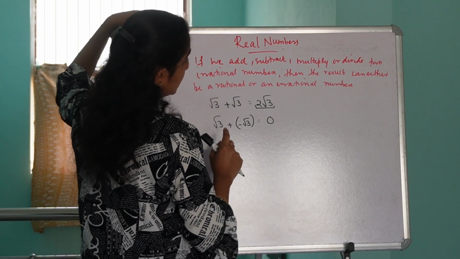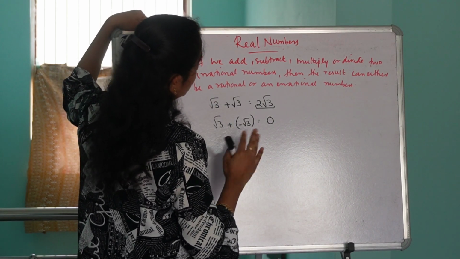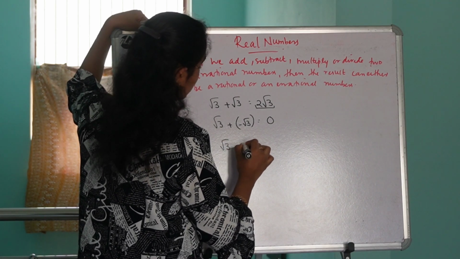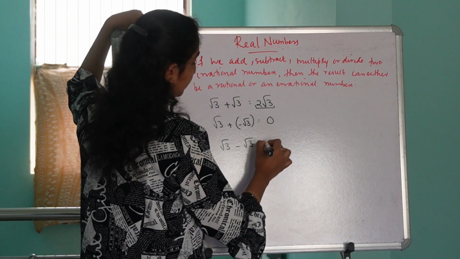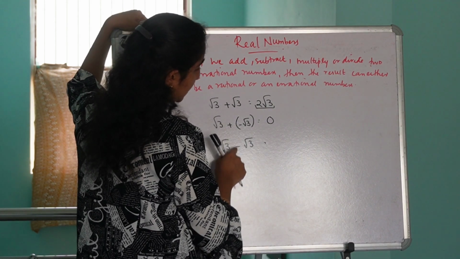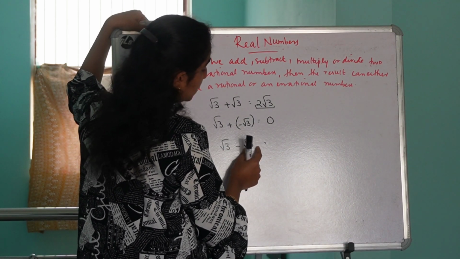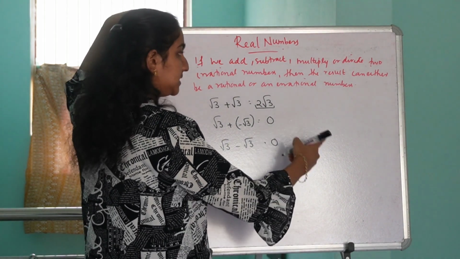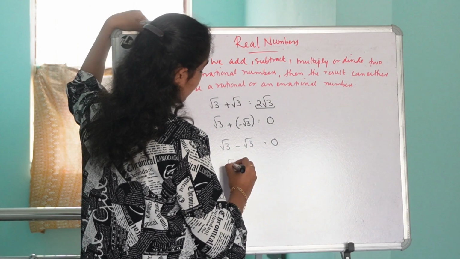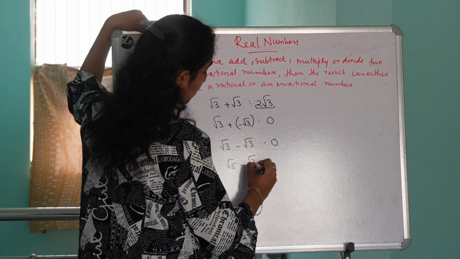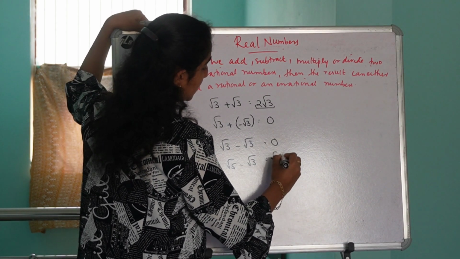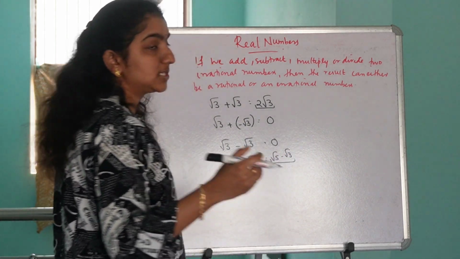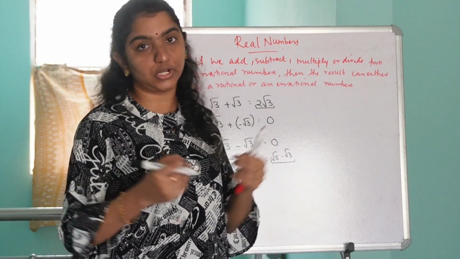Okay. Now let's see two examples for subtraction. Suppose we are subtracting root 3 minus root 3. Yes, here we are subtracting root 3 from root 3. The result obtained is equal to 0, which is a rational number. Again, if we are finding the difference between root 5 and root 3, the result obtained is root 5 minus root 3, where root 5 minus root 3 is an irrational number.